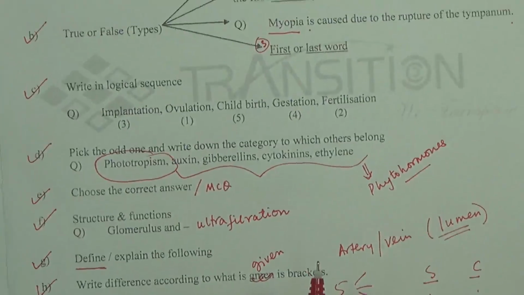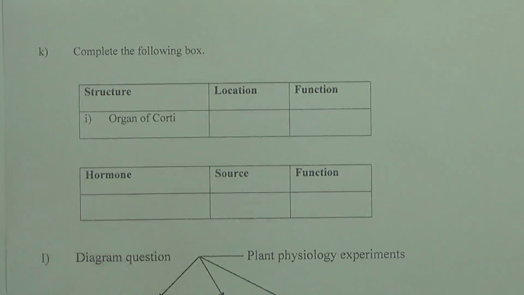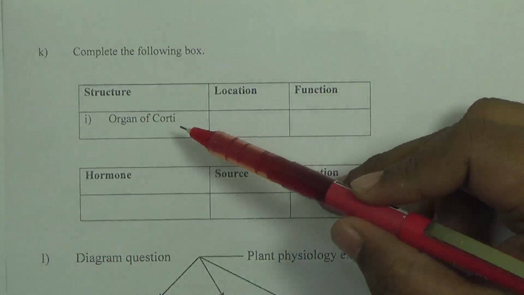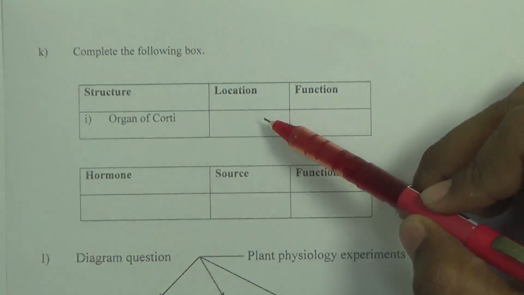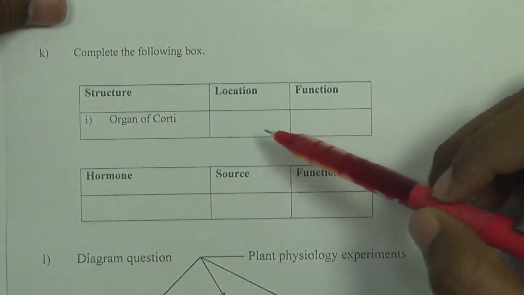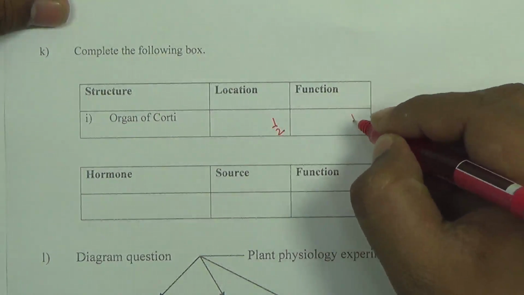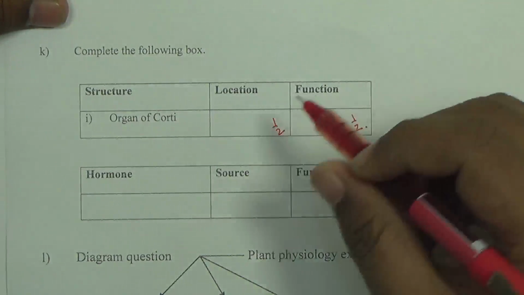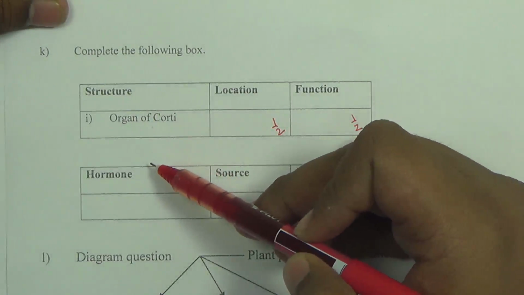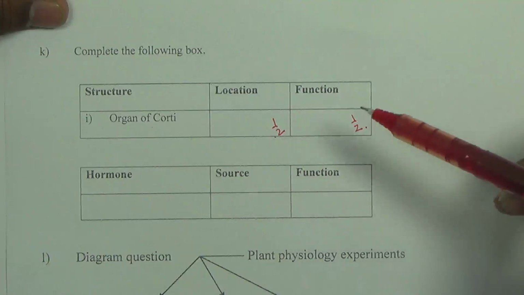So the next type of question which we will see is complete the following box. So this is again very interesting. They might give you an organ and they might ask what is the location of this organ and what is the function of this organ. So suppose you have organ of Corti. For location you get half marks and for function you get half marks, right? So like this 5 questions will be there, comprising of half plus half, which will give you a total of 5.